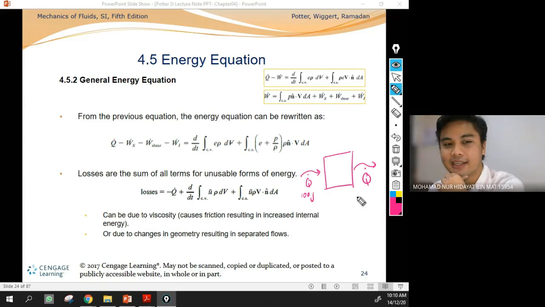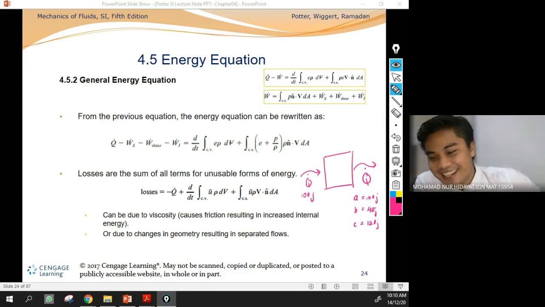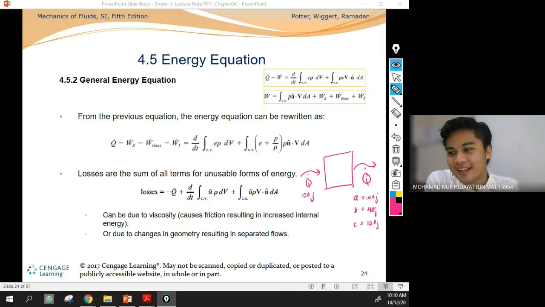A, for example, is it 100 joule? B, is it like 40 joule? C, is it 120 joule? Okay, which one? What do you think? The energy. Amirul said C, higher than the input. What will be the loss of energy?